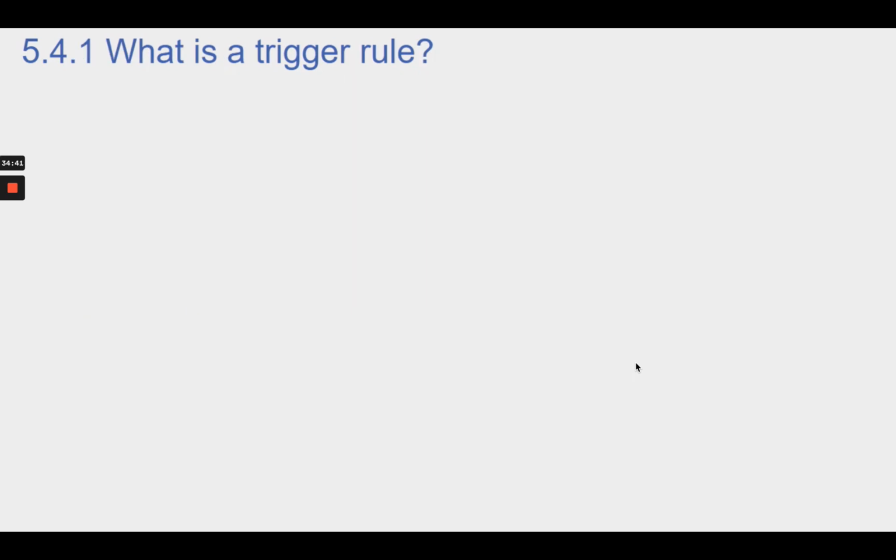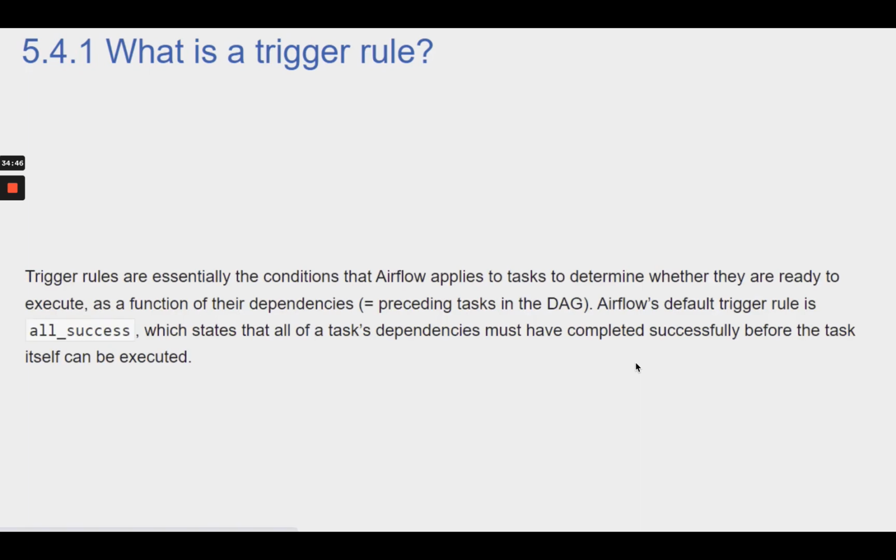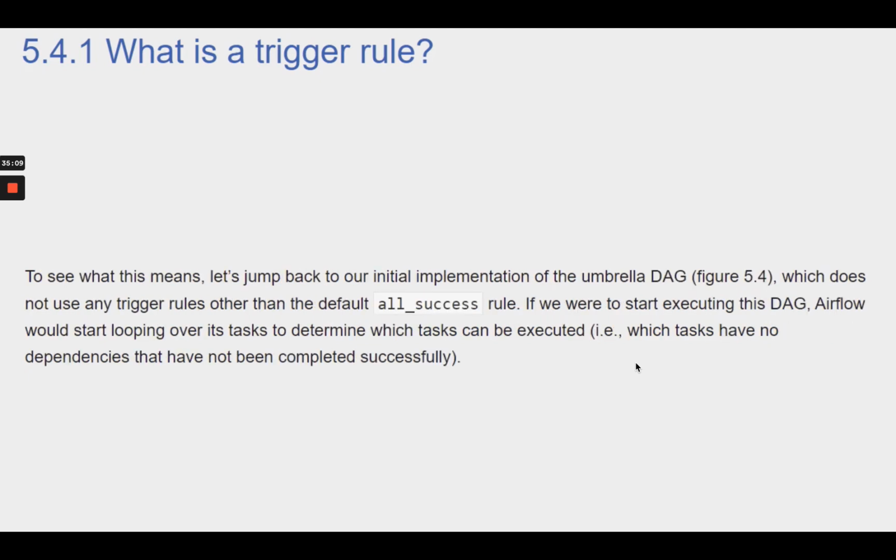Section 5.4.1. What is a trigger rule? Trigger rules are essentially the conditions that Airflow applies to tasks to determine whether they are ready to execute, as a function of their dependencies, i.e., preceding tasks in the DAG. Airflow's default trigger rule is all_success, which states that all of a task's dependencies must have completed successfully before the task itself can be executed.